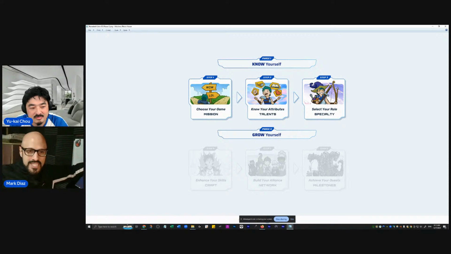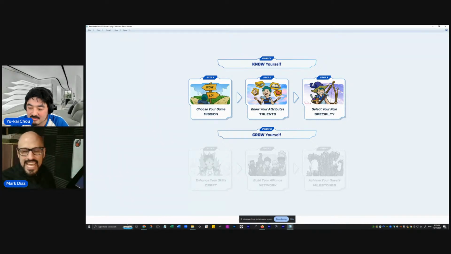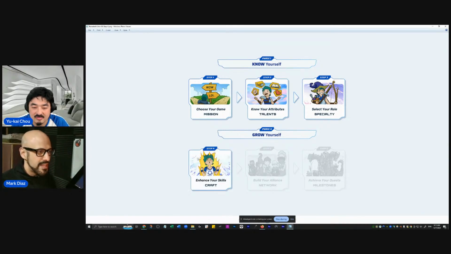The first part is basically, if any of you have ever played Dungeons and Dragons or any RPG, when you're setting your stats, you're setting all of this. And then grow yourself is when you actually go to battle and you start doing missions, fighting with bad guys, etc., and leveling up. So step 4 is when you enhance your skills, when you start leveling up.